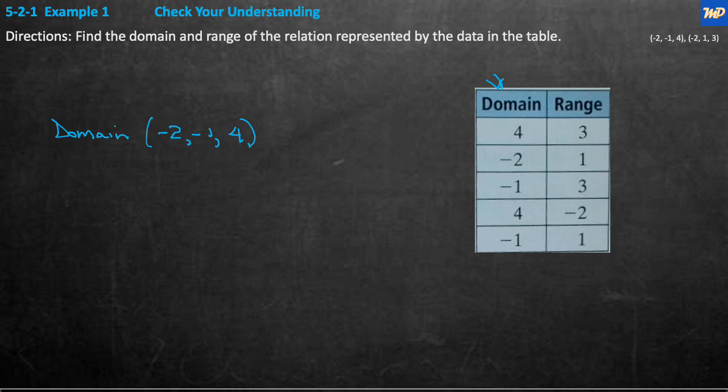That's the domain. What's the range? Okay, the range values are, the lowest is a -2, comma. And then from -2, the next one in order would be a 1, and there are two 1s, but we only list the 1 one time. And then there are two 3s, and we only list the 3 one time. So here's your answer. The domain values are -2, -1, and 4, and the range values are -2, 1, and 3.